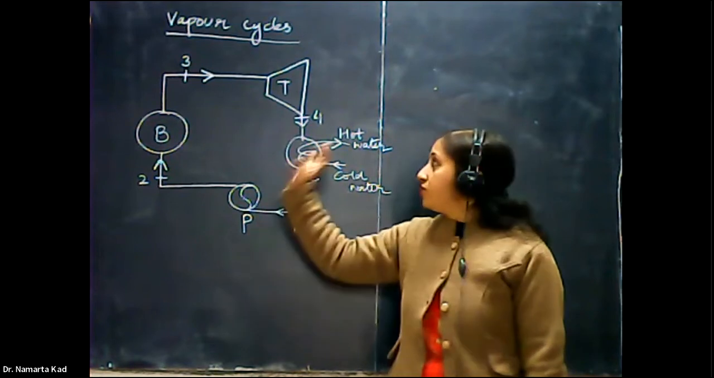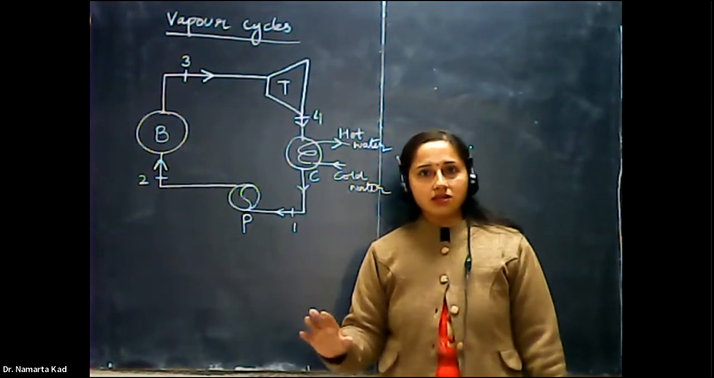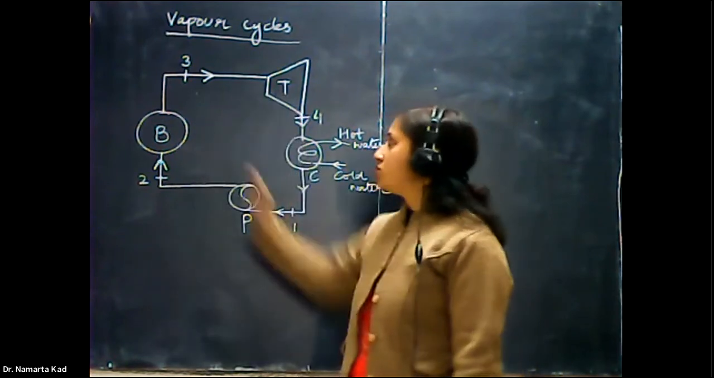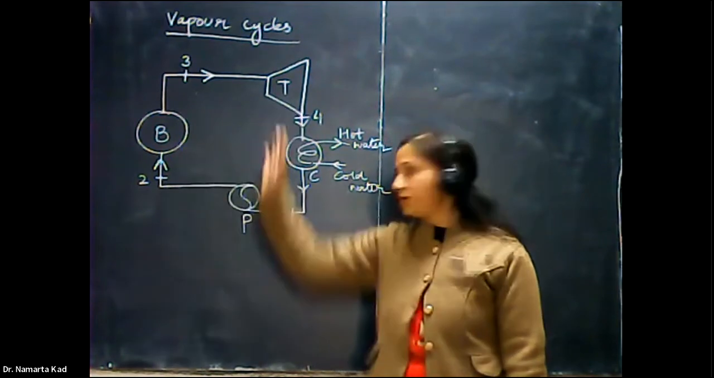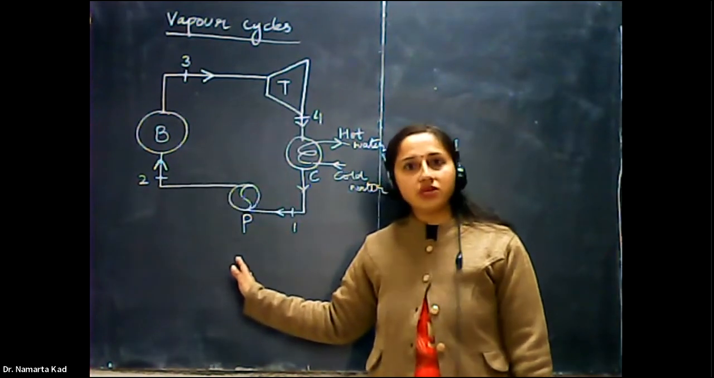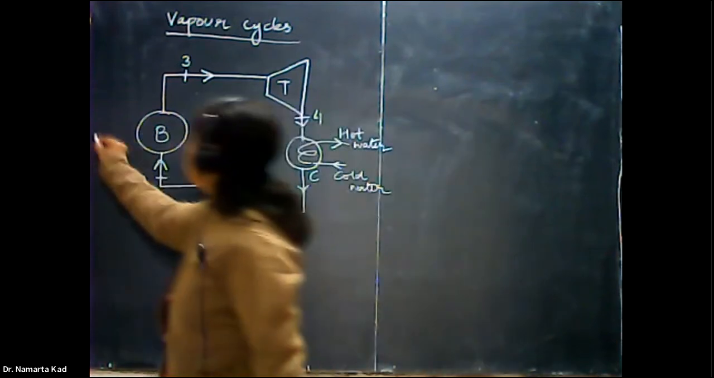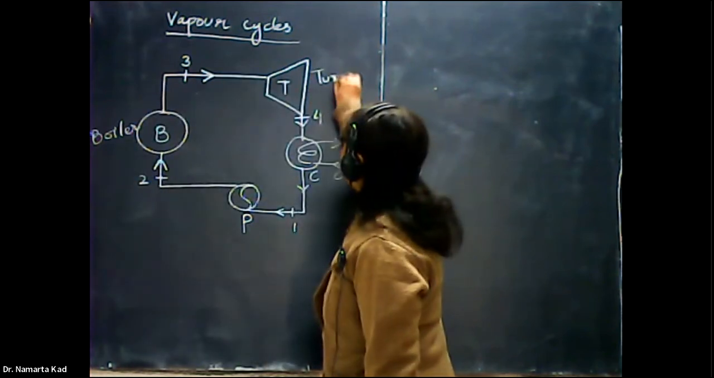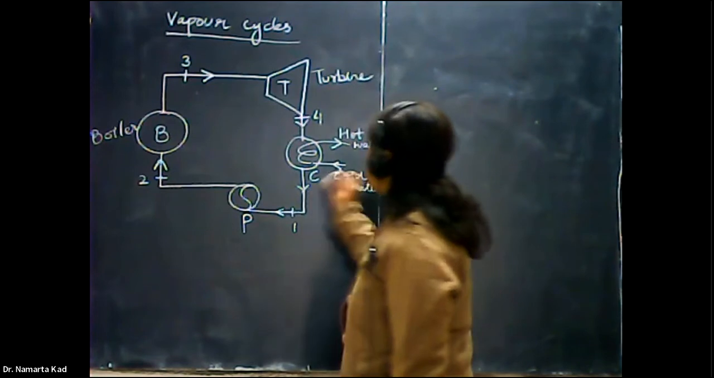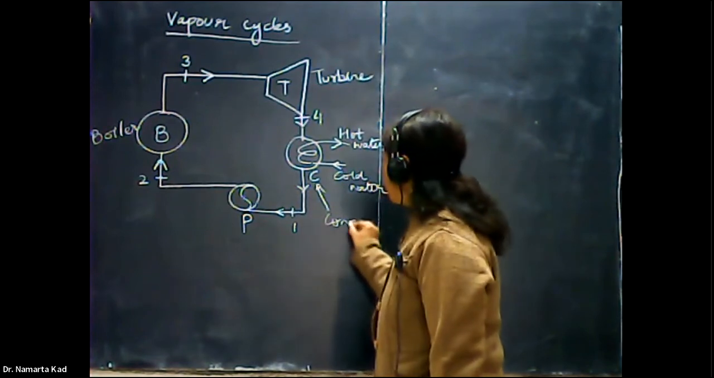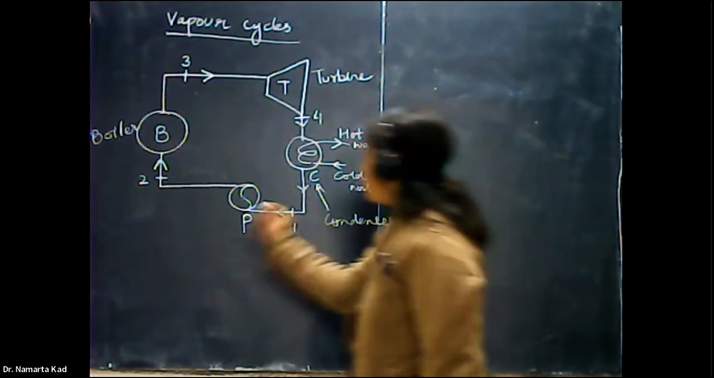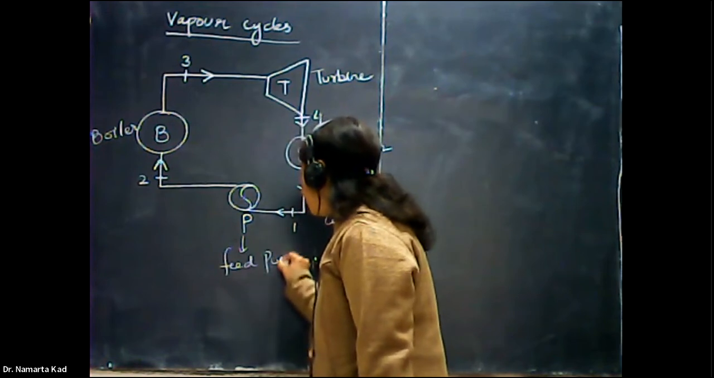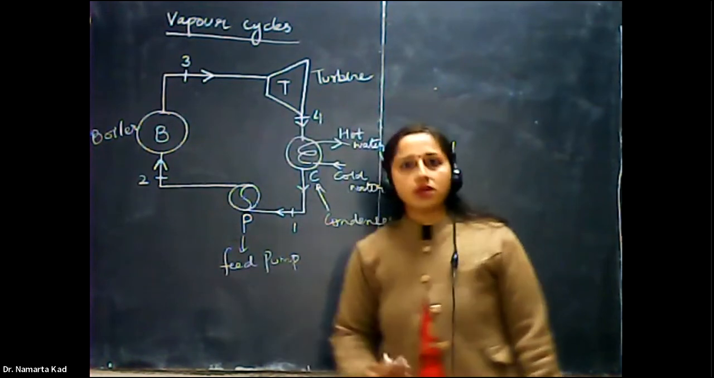First of all, before starting with the Carnot cycle, we have to learn the function of each stage. What is the function of the boiler? What is the function of the turbine? What is the function of the pump, that is the feed water pump? I'm just going to write down here. This is the boiler. Here it is the turbine. This is the condenser. And here it is the feed pump, or you say feed water pump.